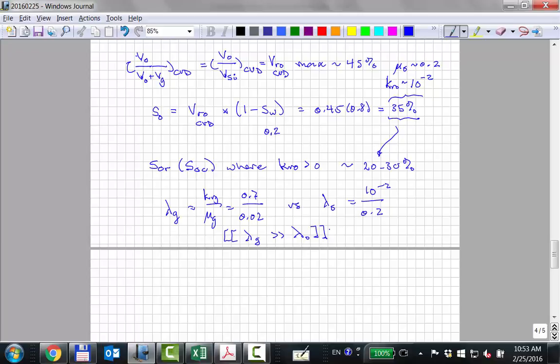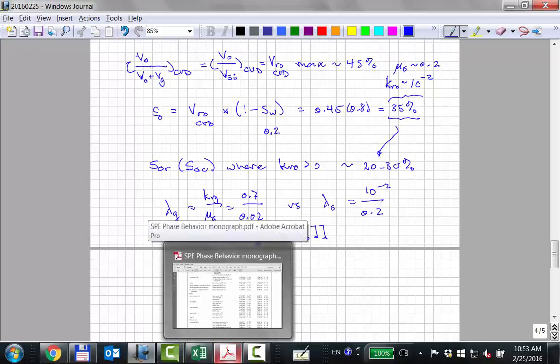In all these PVT experiments, after each depletion stage, we wait for the equilibrium and then take the readings. Let's wait to talk about the experiment itself until next. I am talking in general, like for example, the differential liberation. In all the experiments, we wait for the equilibrium. But in the reservoir, we continue to produce from the reservoir.